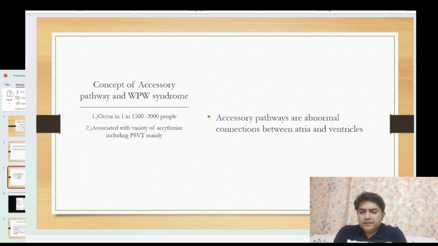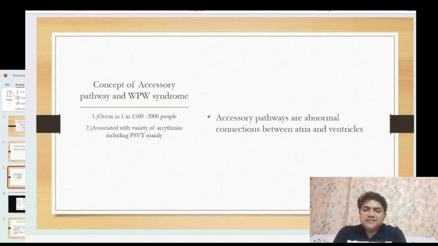Now what is the accessory pathway? You know that the heart is depolarized from the SA node to the AV node, and then to the bundle of His and the Purkinje fibers, and then the ventricles are depolarized. Now in 1 in 1,500 to 2,000 people, an accessory pathway is present, and it is associated with a variety of arrhythmias, mainly paroxysmal supraventricular tachycardia.